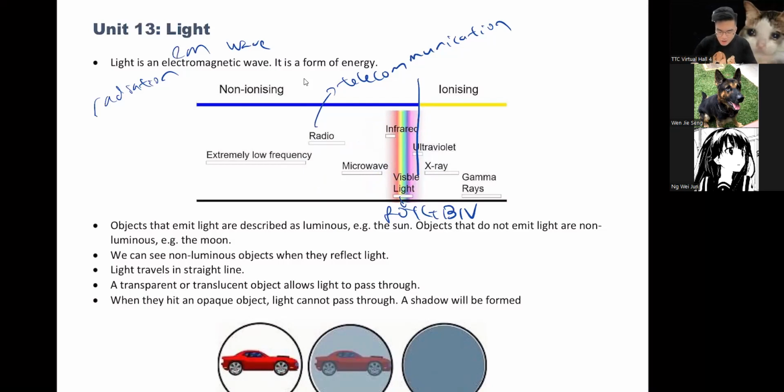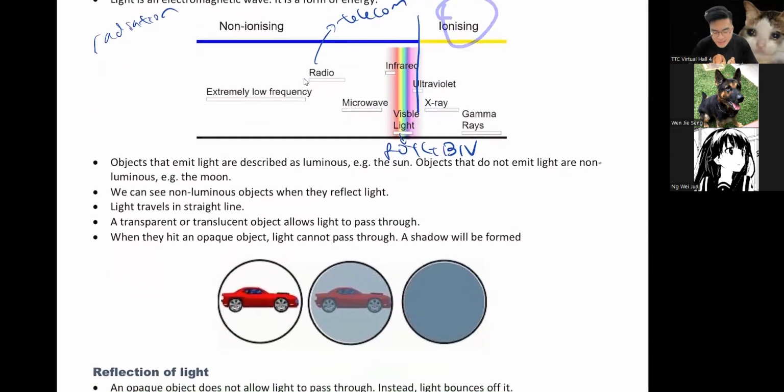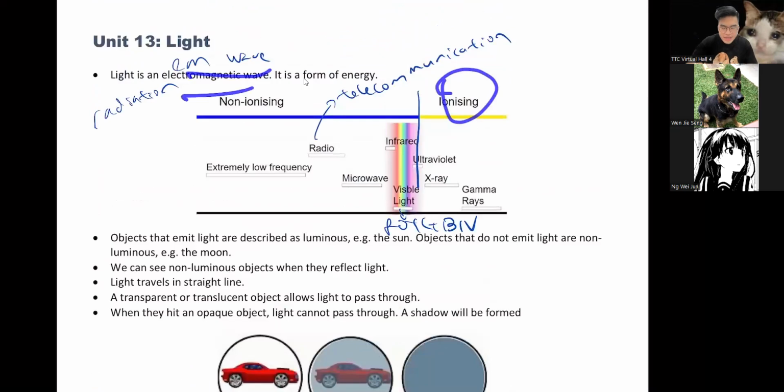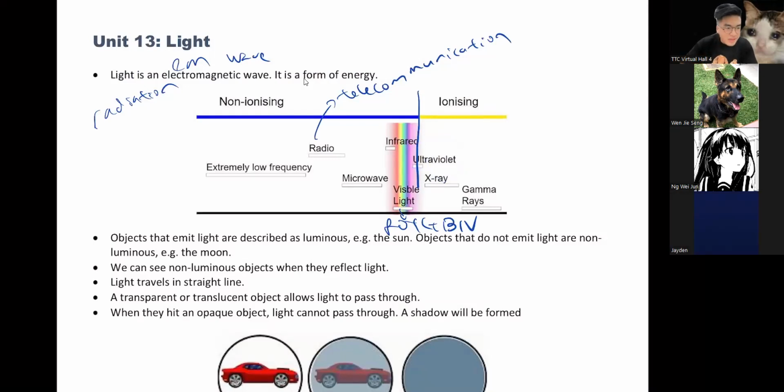All right, going down, that is when things start to get dangerous. These are ionizing. That means they are dangerous EM waves, dangerous electromagnetic waves. They can harm your body. For example, number 1, ultraviolet. You know what is ultraviolet? Ultraviolet is your UV ray.